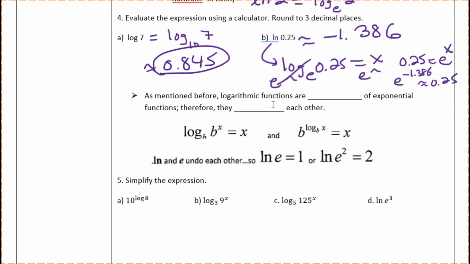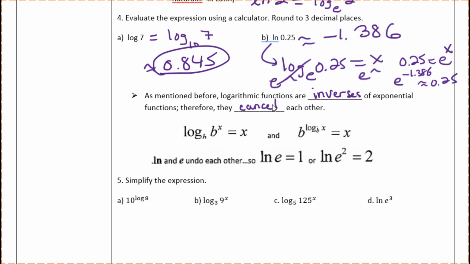As mentioned before, logarithmic functions are inverses of exponential functions. Therefore, they cancel each other. And this is what we were talking about earlier. So to cancel out the log base b here, you're going to have to raise both sides to the x power. We're going to raise b to both sides to cancel each other out. That's why this cancels out right here: log base b and b cancel out, which gives you x. That's basically how you cancel each other, by using those operations.